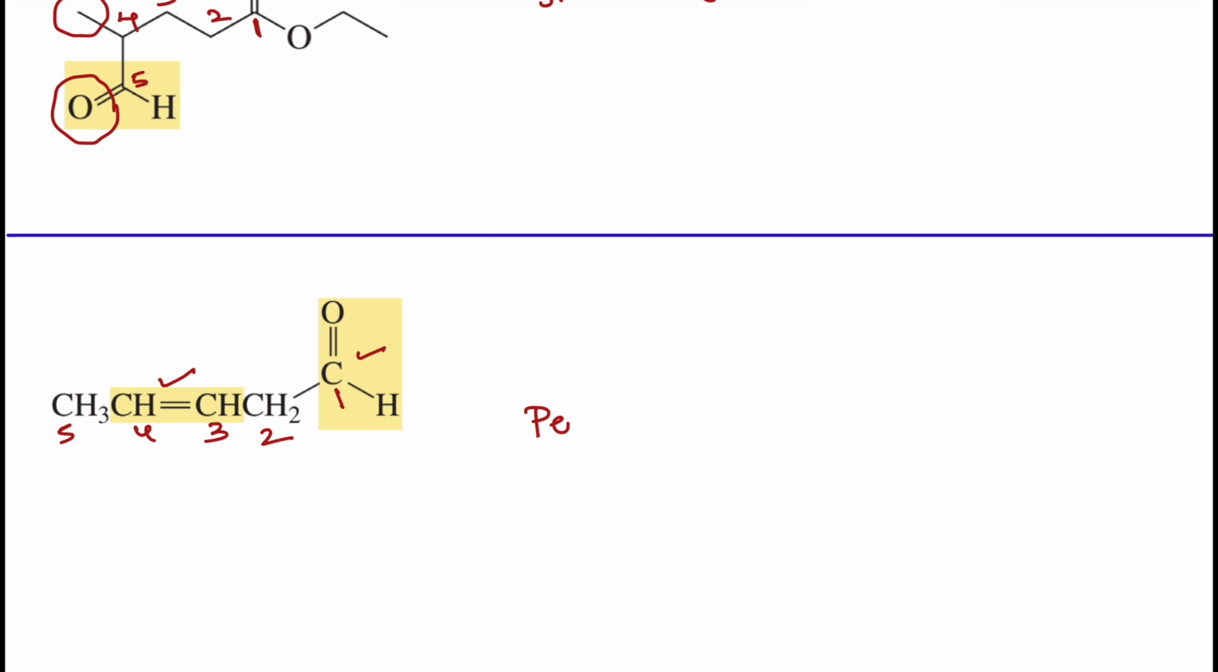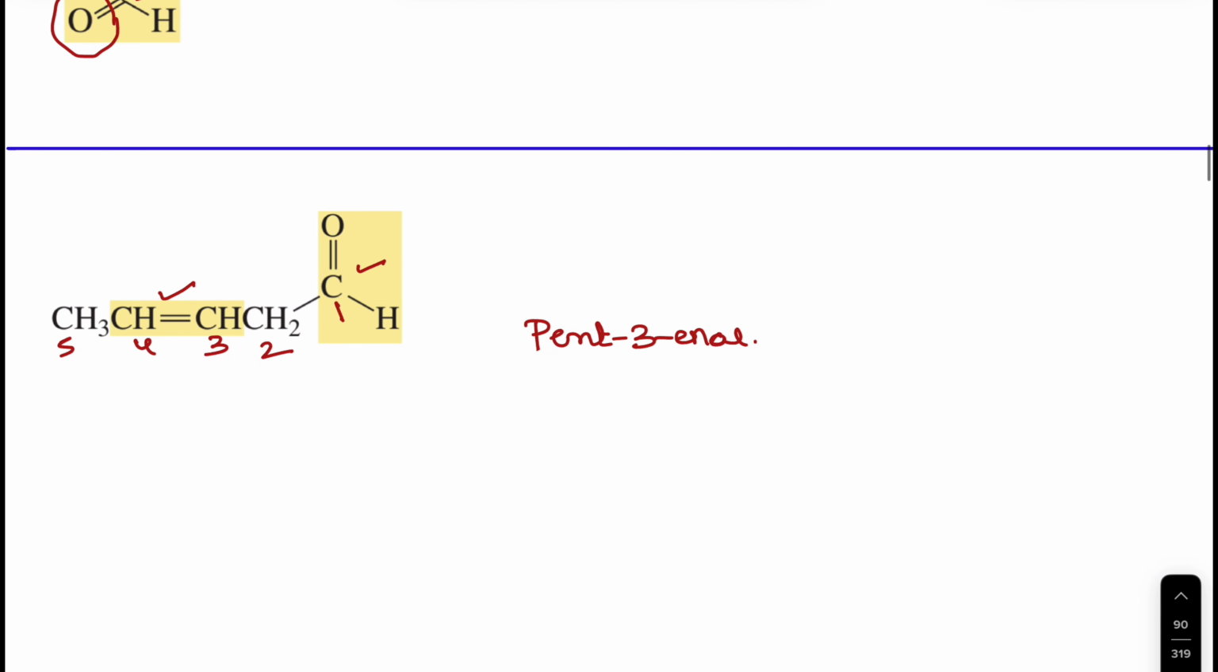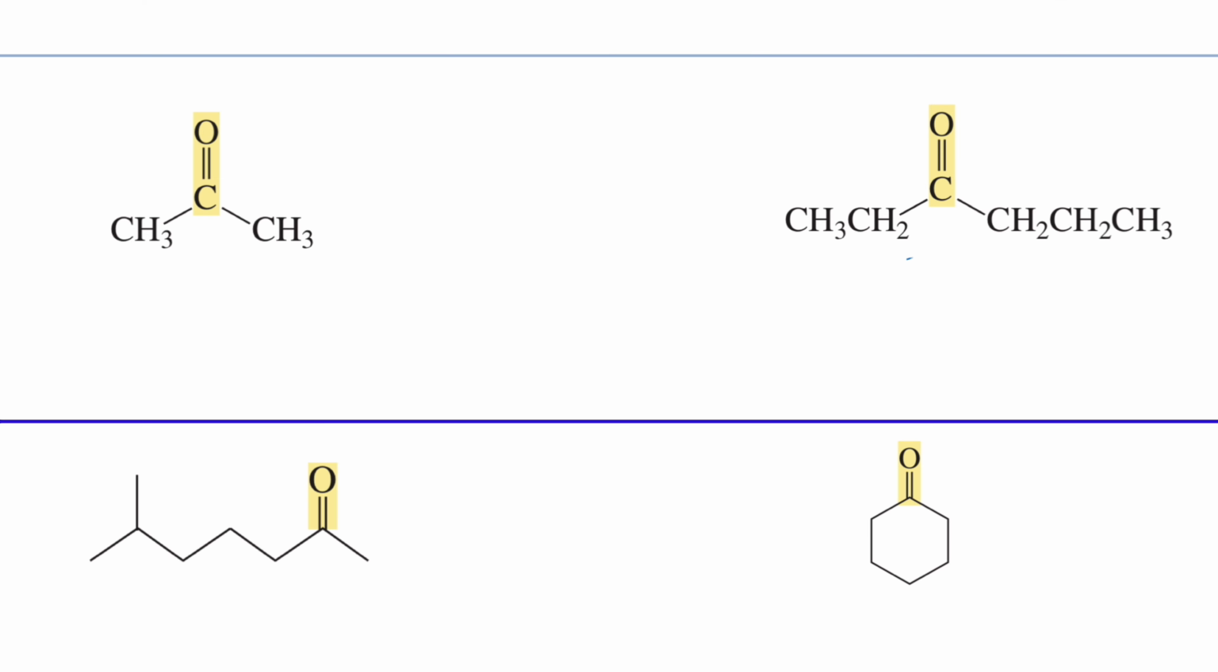Straight away root word, that is pent, 3-ene, 3-ene, 1-al. Otherwise, you can also write 3-ene-al because it is a chain terminating functional group. In this situation, E should be dropped, and these are some examples of aldehyde. Now let us take some examples of ketones.